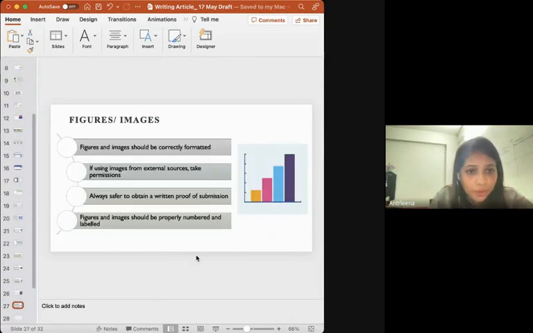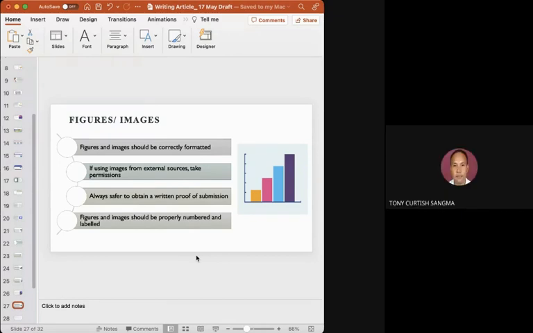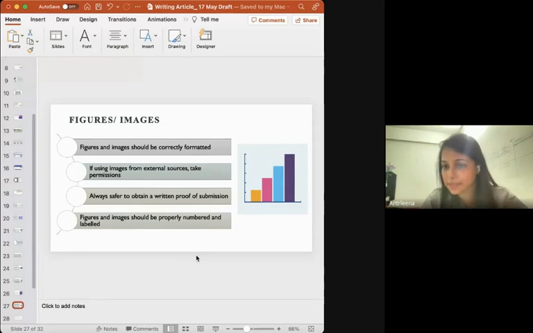Okay? Moving on to figures and images. If you're using figures and images, I have time, right? I have time. Yes, ma'am. Okay, perfect. So moving on to figures and images.